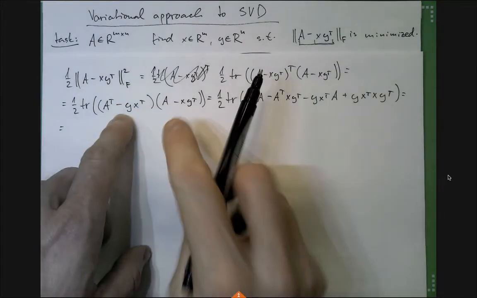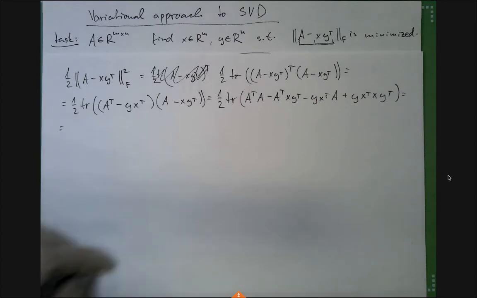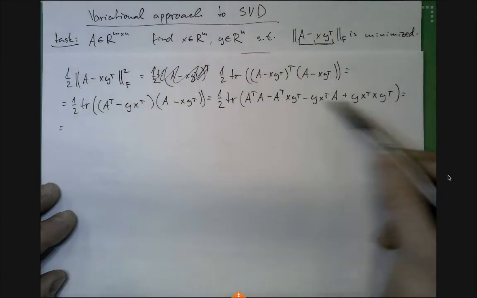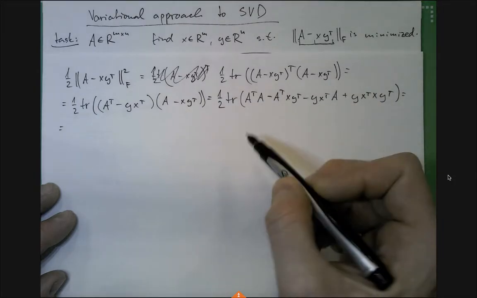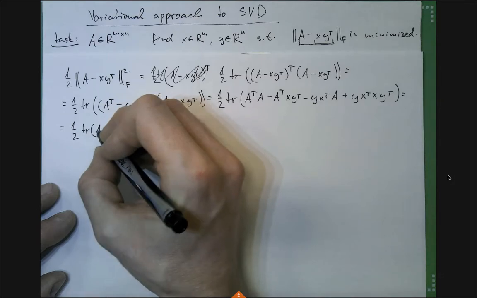Yeah, that's this one times this one, right? So the minuses go away. Now I know that the sum of traces is the trace of sums, right? So I can split this. So I will get 1/2 of trace of ATA.